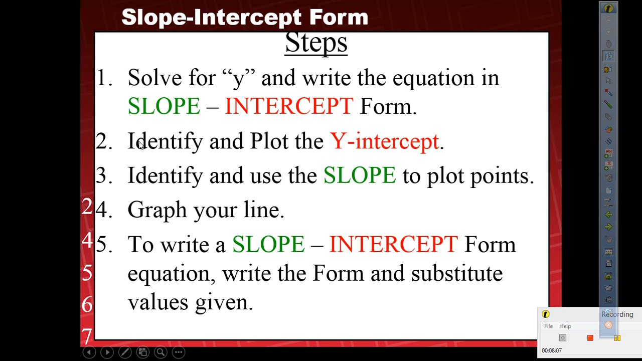So the first 4 steps are for graphing. But look at the 5th step. The 5th step is to write an equation. It says, to write a slope-intercept form equation, number 1, you write the form and substitute the given values. So it's 2 little mini steps within that step. So copy that, and then we'll go over an example together.